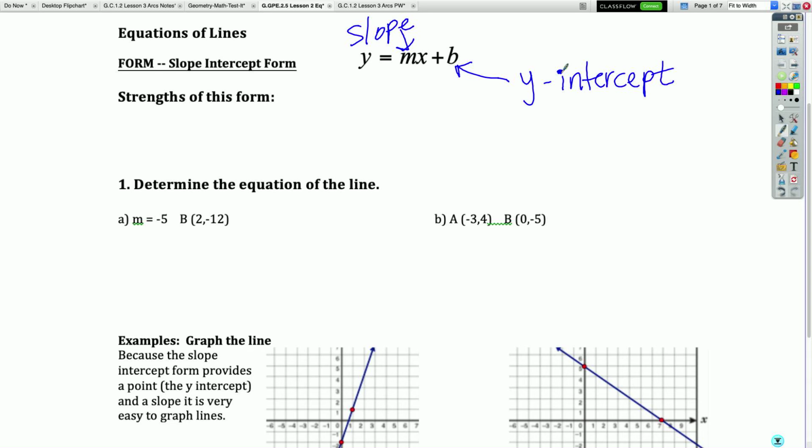Okay, so the strength of this form is that this is where we're going to easily find or determine our slope, which is represented by what letter? M. Just the m, not the x. The slope is just the number connected to x there. So we can easily pick out our slope, and this is also an easy way to graph a line.